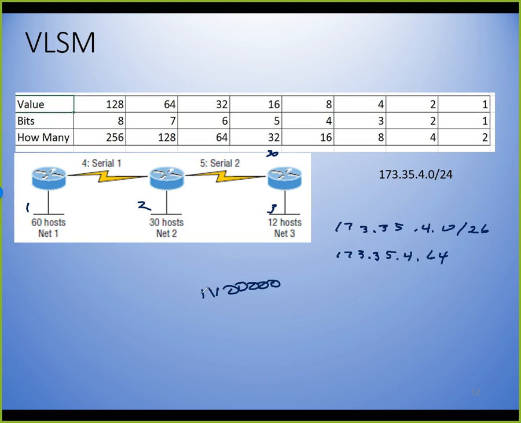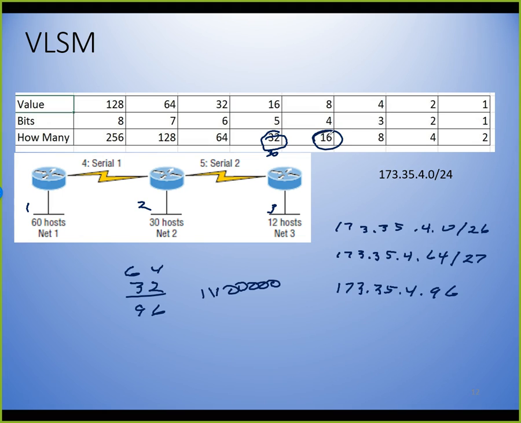So this one adds 3 bits to the subnet mask, so its CIDR address will be /27. We took out 32 addresses. We had 64 as the last network address, and we used 32 addresses. So now the next network address will be 96, 173.35.4.96. It has 12 hosts.